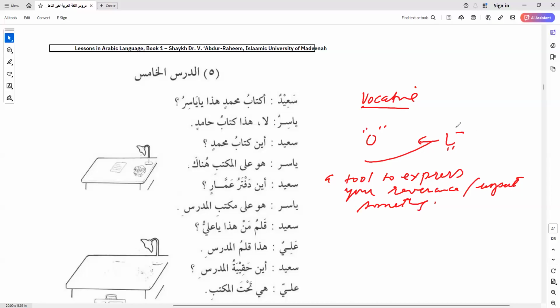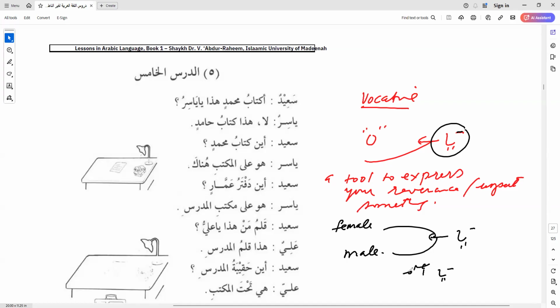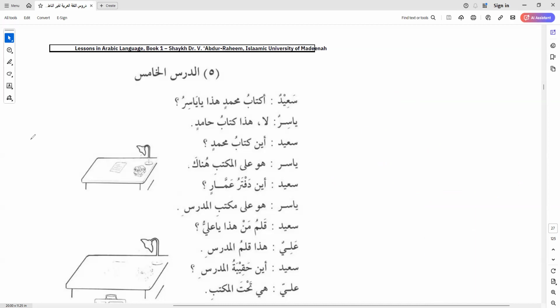And "ya" is gender neutral. We can use it for a female, and we can attribute it to a male. It doesn't matter. You can say ya Amina, ya Aminatu, or you can say ya Muhammadun. So it doesn't have a specific gender attribution quality. Now let's listen to what Yasser will say.